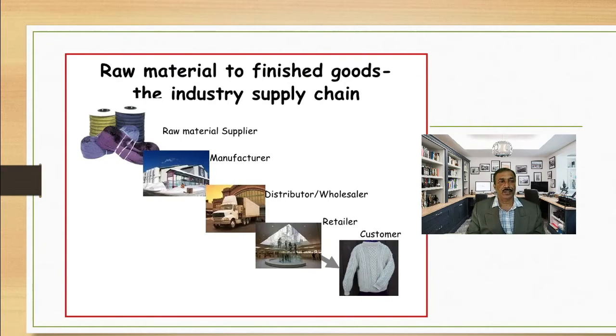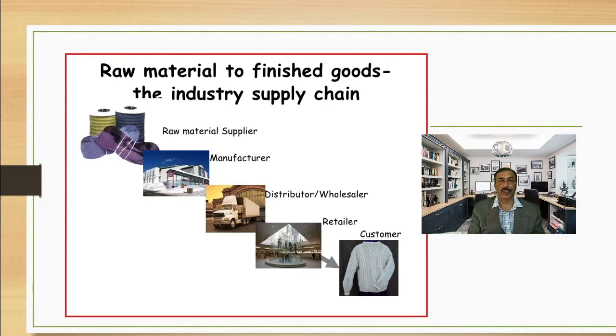Okay, so for any product to come to the retail store or to your home through online purchase, it has to come from raw material. Raw material can be anything. Of course, 100% of the raw material has to originate from the earth. For example, here we are talking about a woolen sweater.